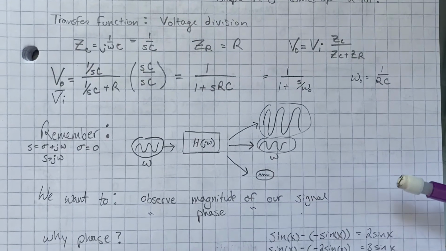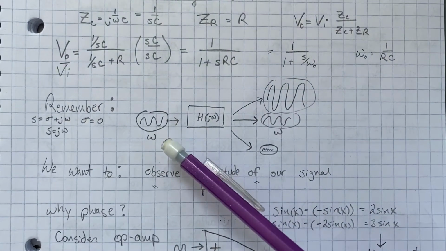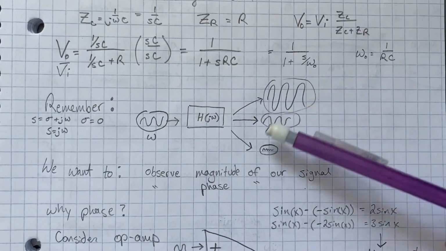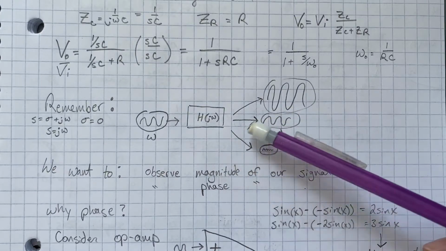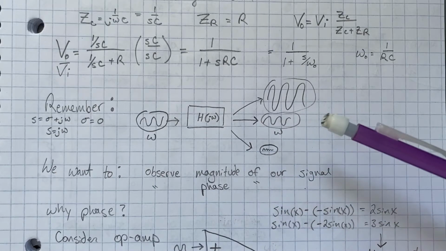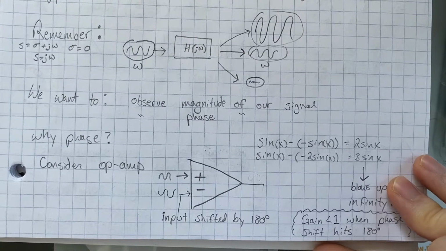And why are we doing this? Well, we want to observe for some input to our system what happens to it, whether it gets big, small, stays the same. And not only do we care about the magnitude, but we also care about the phase. And so why do we care about the phase of a sinusoidal input?